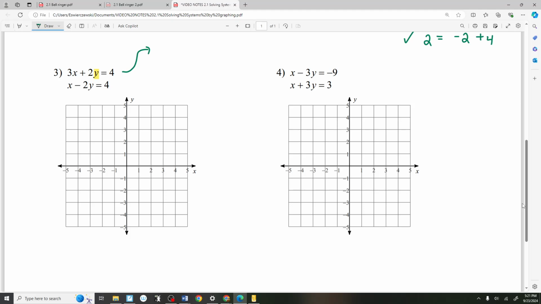So I see a positive 3x. I want to get rid of that. I can't just erase it. I have to subtract it from both sides. And when I do that, I will get 2y equals negative 3x plus 4.